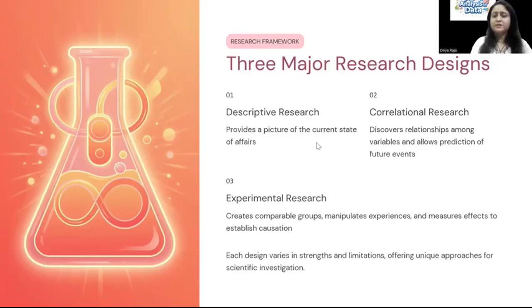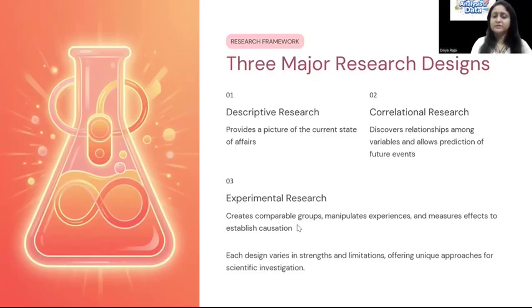Descriptive, it provides a picture of the current state of affairs. We want to understand further about the current state of affairs, or we want to describe the thoughts or the feelings of a person. Correlational research is more about finding the relationship among variables, and it allows you to predict future events based on the understanding of relationship among variables.